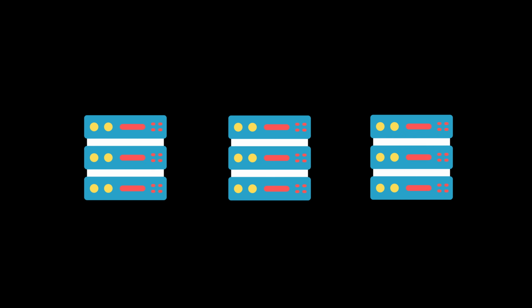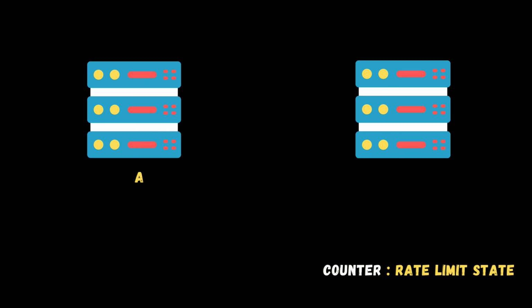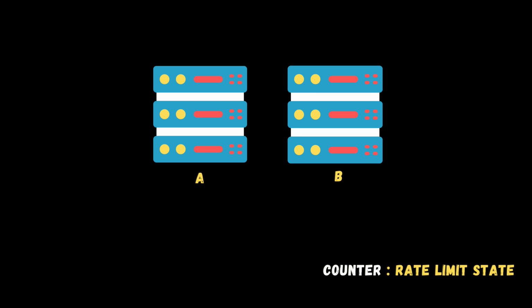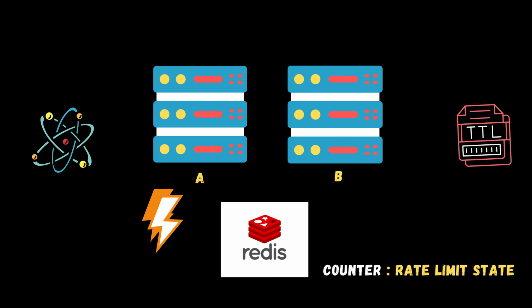If you are running multiple servers, which ideally you should be, you can't store the counter in memory because server A and server B don't talk to each other. You need a shared store, and Redis is the go-to here. Fast, atomic operations, built-in TTL.